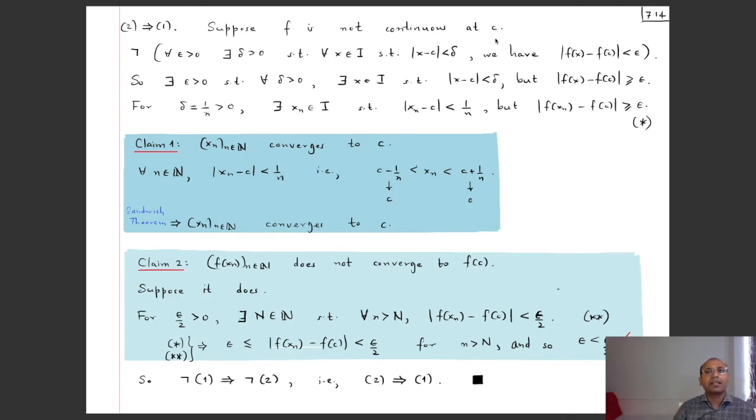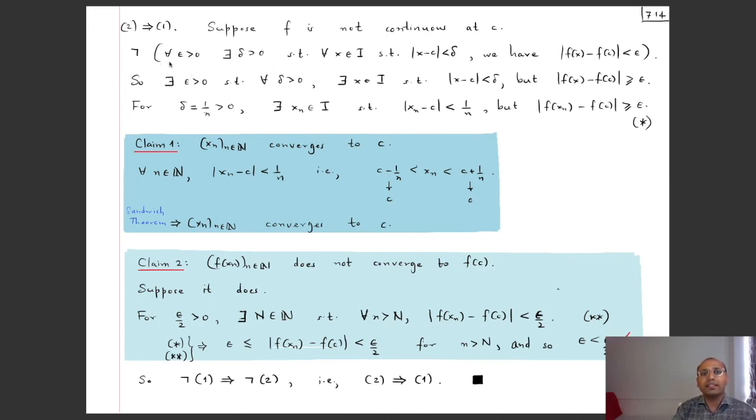That means that it is not the case, and now I'll write what it means for the function to be continuous at c: for every epsilon positive, there exists a corresponding positive delta, such that whenever x is in the interval I and its distance to c is less than delta, we have that the distance of f of x to f of c is less than epsilon. Okay. Right, what does that mean?